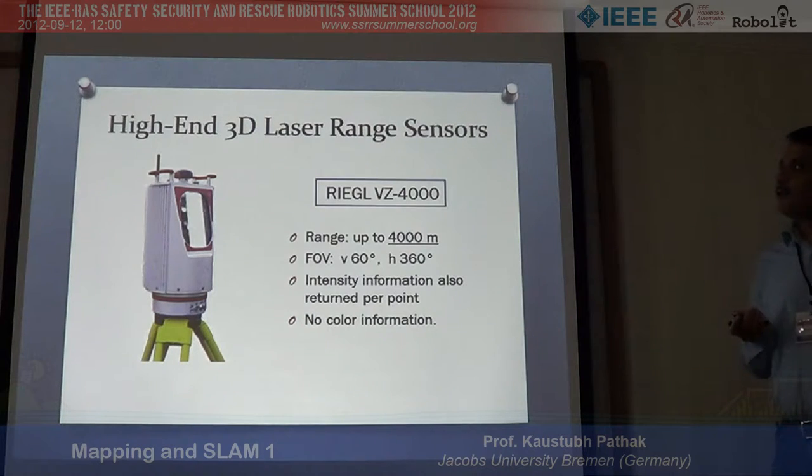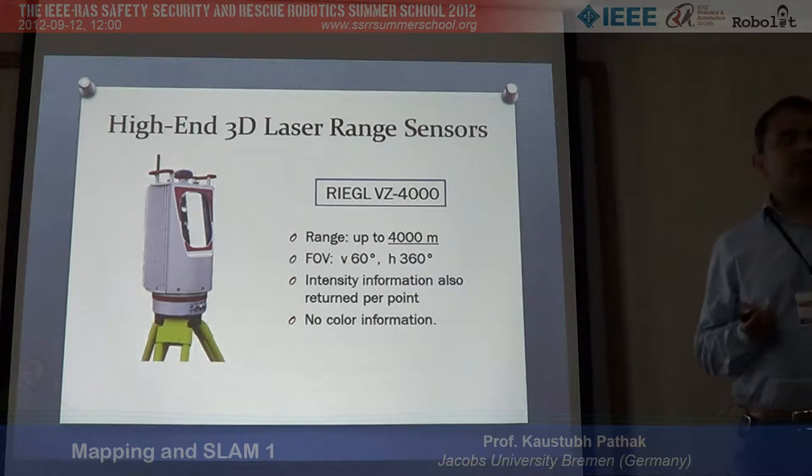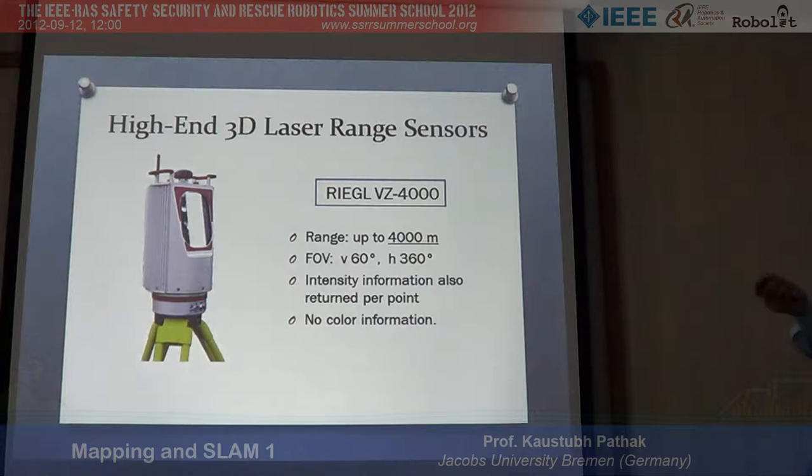This is another high-end 3D laser range sensor called Riegl. The one feature it has which other sensors do not have is that its range is up to 4 kilometers. So it's really high range. It can be used outdoors. The field of view, again, vertical is somewhat limited, but horizontal is 360 degrees. It does not return color, but it returns intensity information.